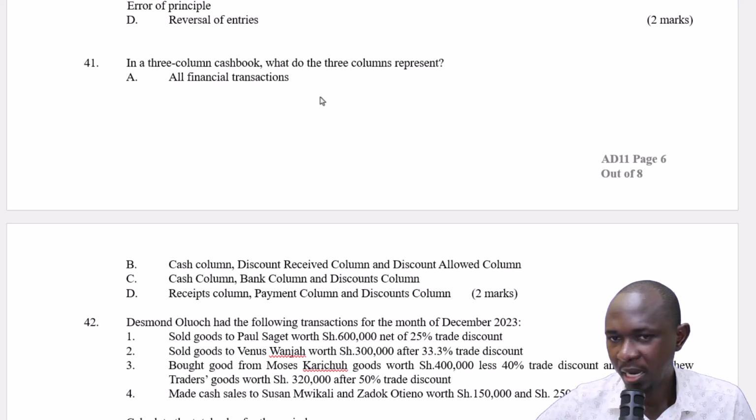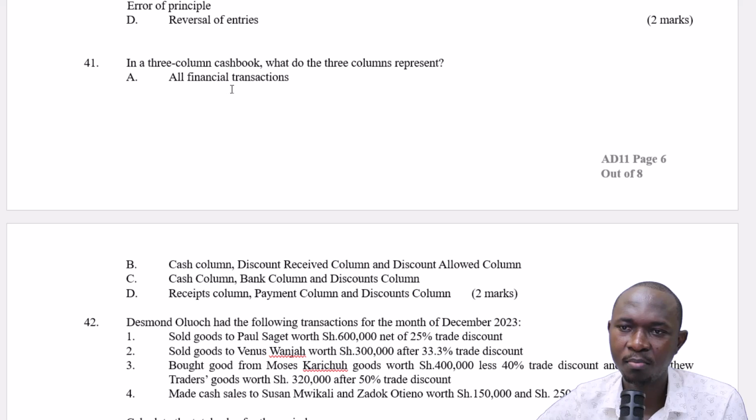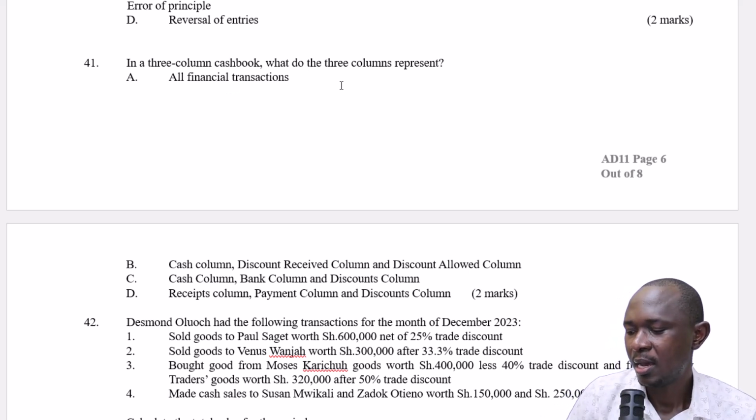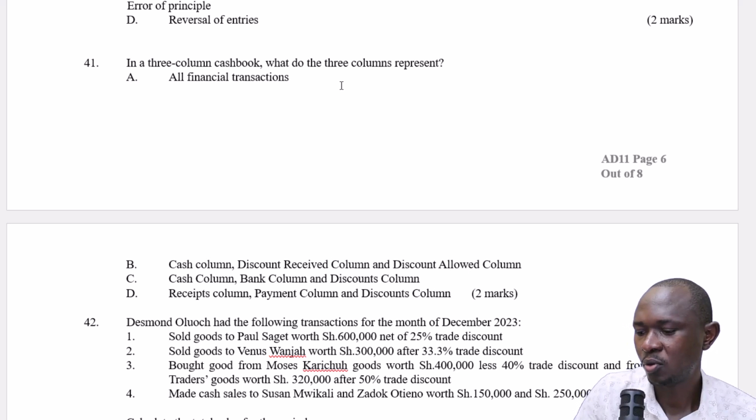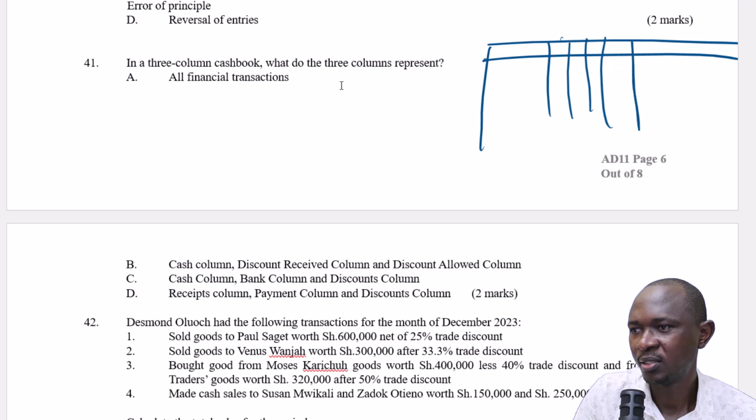So welcome back. We'll proceed with the last part, 41. In a 3-column cash book, what do the 3 columns represent? This is how a 3-column cash book looks like. Normally we have it like that. Those are the 3 columns.